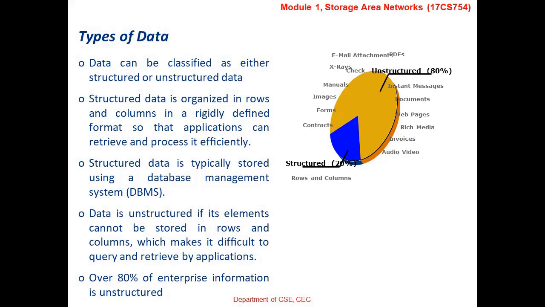So while we are referring to unstructured data, it may be audio, video, invoices, web pages, documents, instant messages, emails, manuals, x-rays, and so on and so forth. So all these are data which cannot be represented in rows and columns. Thereby, they fall under the category of unstructured data.